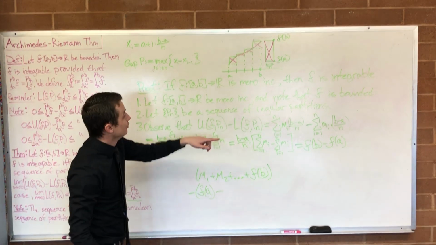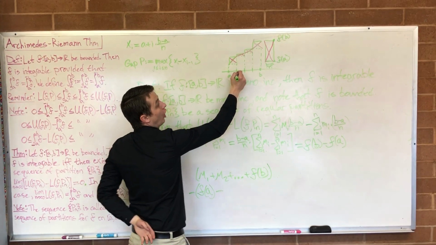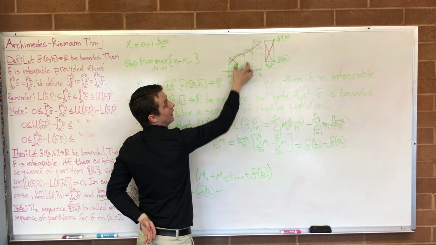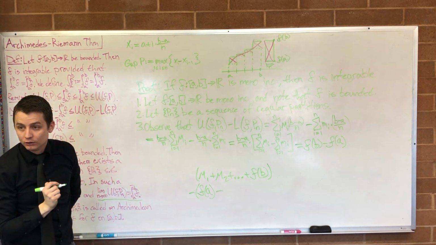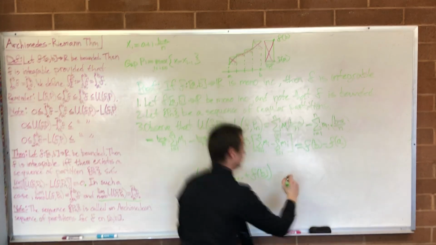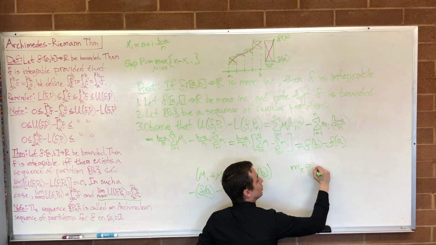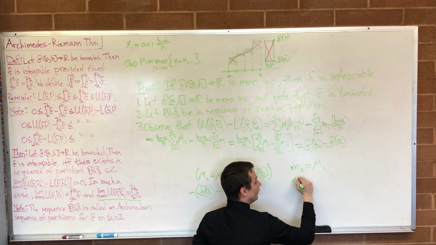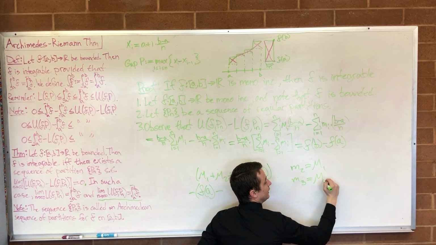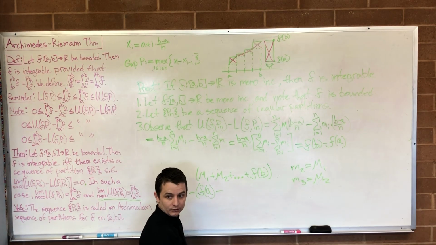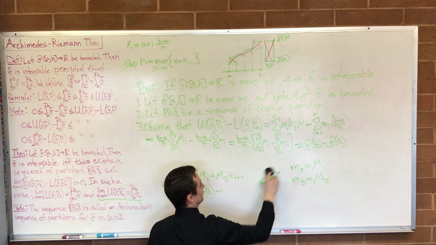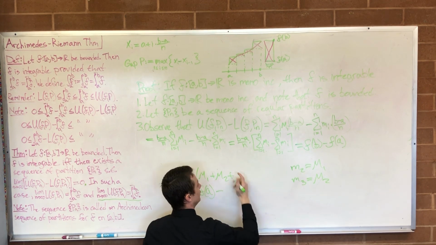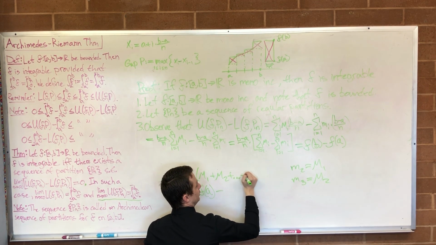minus. Now, little m sub 2, our lowest point for this rectangle, is our highest point for the previous rectangle. So little m sub 2 is equal to big M sub 1. Little m sub 3 is equal to big M sub 2, etc. So I should have written one more term in this sequence, so let me expand this sequence out a little bit more to really drive the point home.